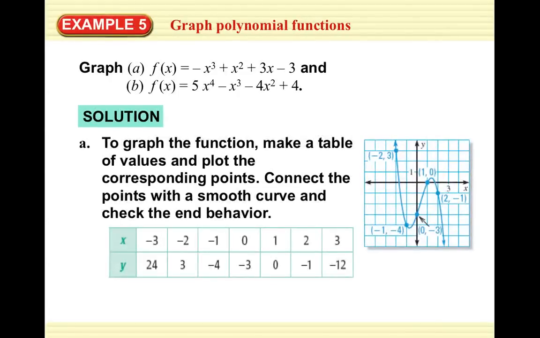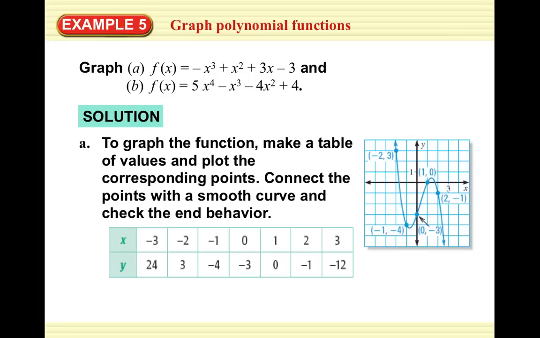Now, when we graph the function, you want to create a table of values, and I've seen several of you use this technique when you're graphing your quadratic equations. So you're going to continue with that for your polynomial functions. You're going to make the table, plot the corresponding points, connect the points with a curve, and then double check that the end behavior matches what we expected it to do.